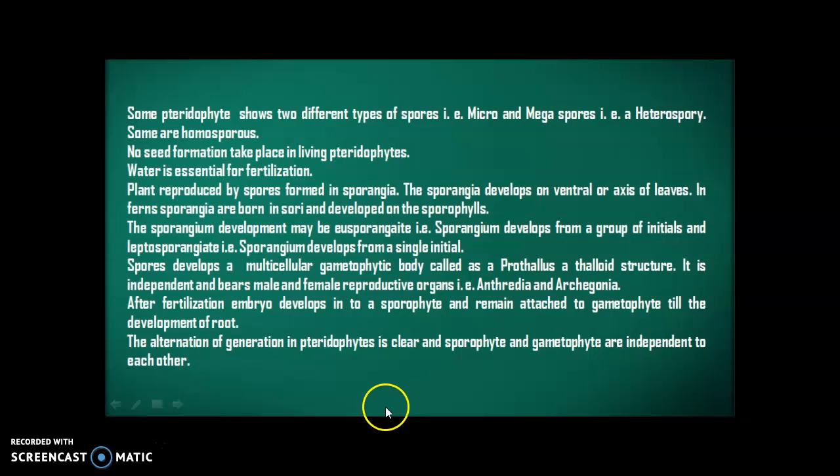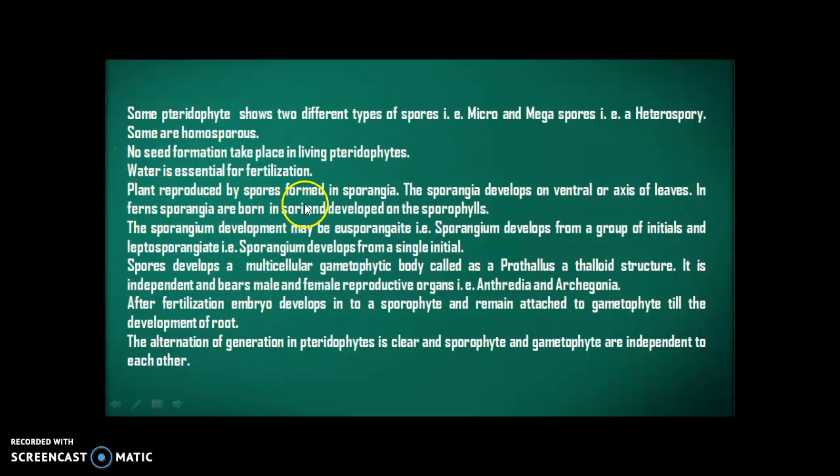Some pteridophytes show two different types of spores, that is micro and megaspore, and such pteridophytes are heterosporous, and that phenomenon is called heterospory. Some of the pteridophytes are homosporous. They show only one kind of spores. There is no seed formation in the living pteridophytes. Water is essential for their fertilization.